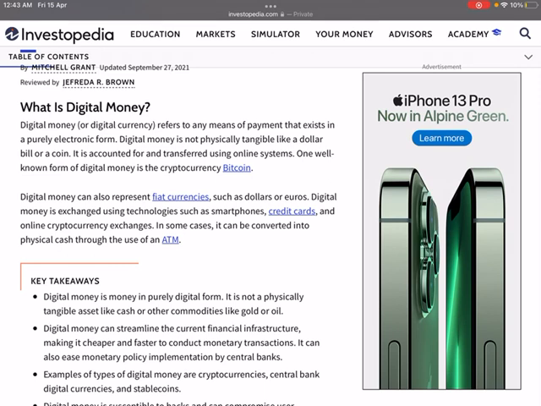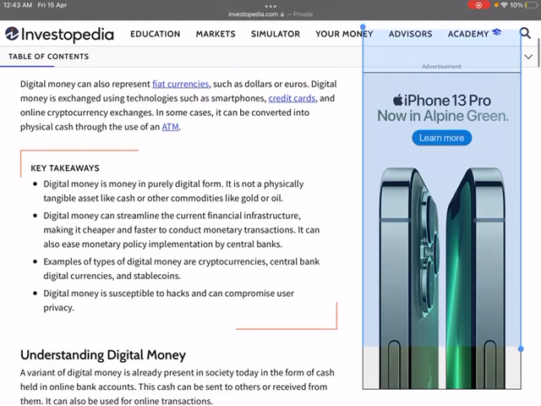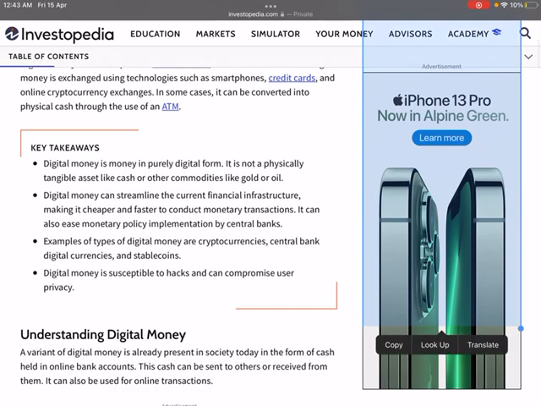One well-known form of digital money is the cryptocurrency Bitcoin, and it can also represent fiat currencies such as dollars or euros. Digital money is exchanged using technologies such as smartphones, credit cards, and online cryptocurrency exchanges. In some cases, it can be converted into physical cash through the use of an ATM.